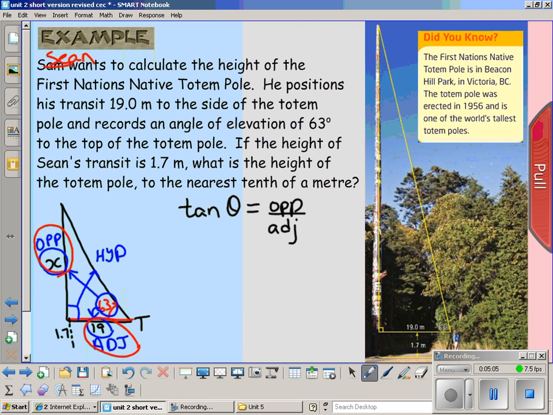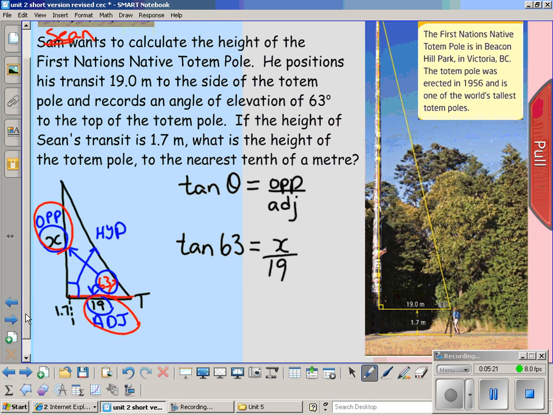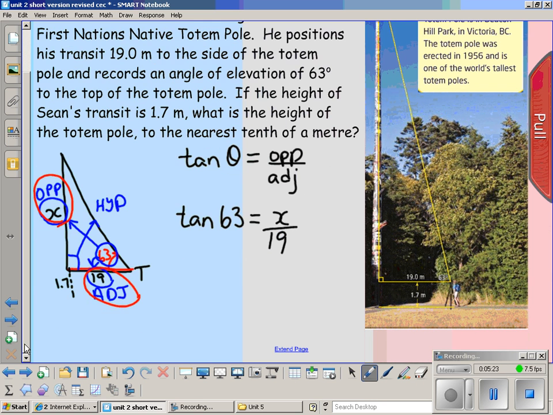So what we have, we know the angle measure is 63. So we've got tan of 63. The opposite side is what we are looking for, so we've assigned a value of x to it. The adjacent side was 19. So now we can solve this. Make sure your calculator is in degree mode, and then you find tan 63. So you either go tan 63 equals or 63 tan.